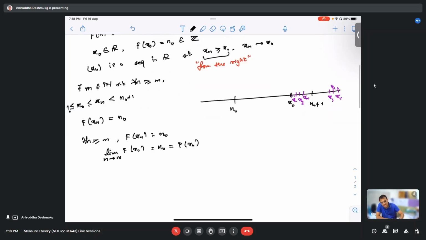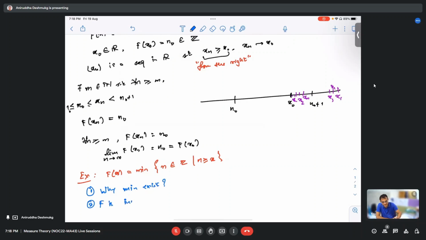For exercise, just as a thinking exercise, think about this function. f(x) is the minimum of all those integers which are bigger than or equal to x. First of all, you have to argue why this minimum exists. Then you can ask whether f is increasing or decreasing, and what about continuity? Right continuous, left continuous.